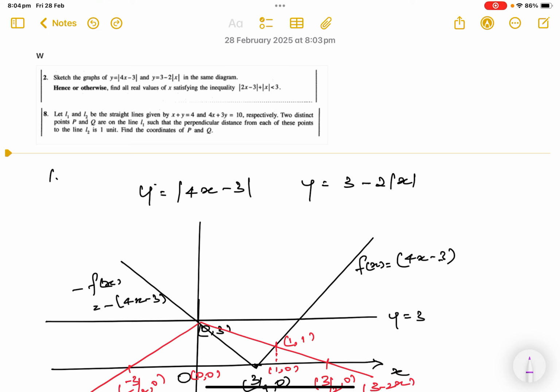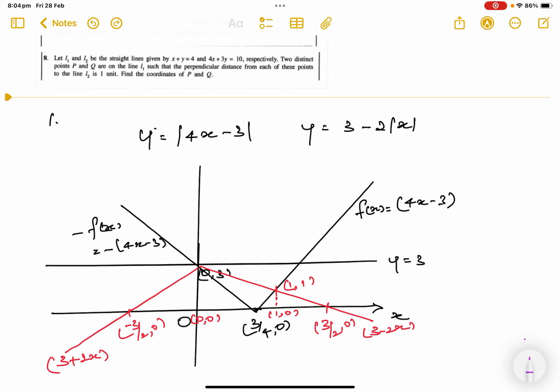There are a couple of questions from Sri Lankan A-level past papers. One is on graph sketching. The other one is on coordinate geometry. Let's start with the graph sketching.